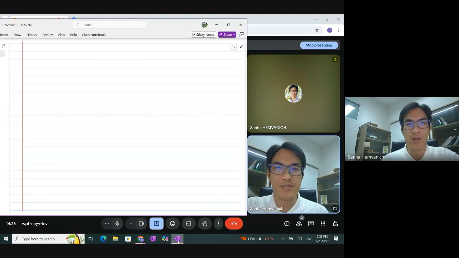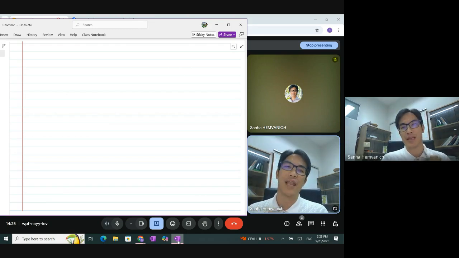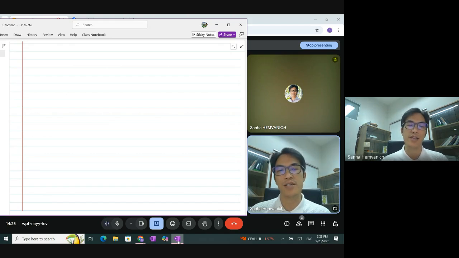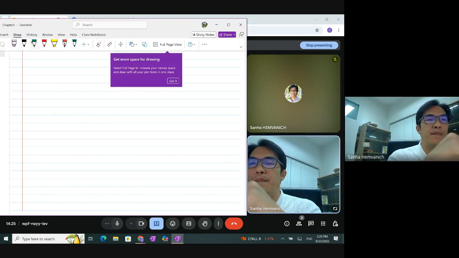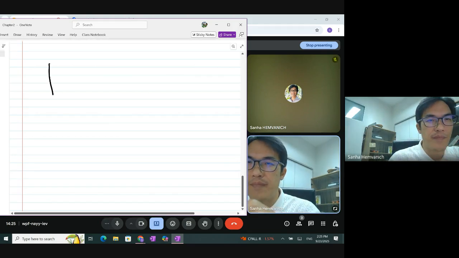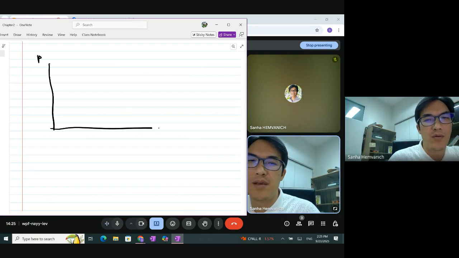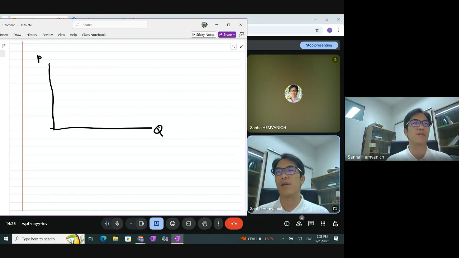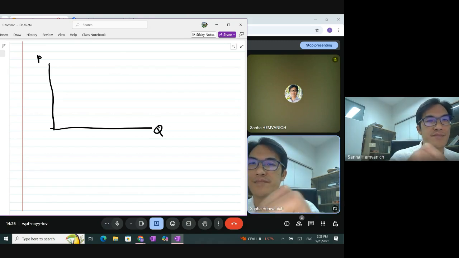Okay, so we start with the dynamic between two equilibrium using the model of demand and supply. Okay, so we have P and Q of a good, and then we start with demand.